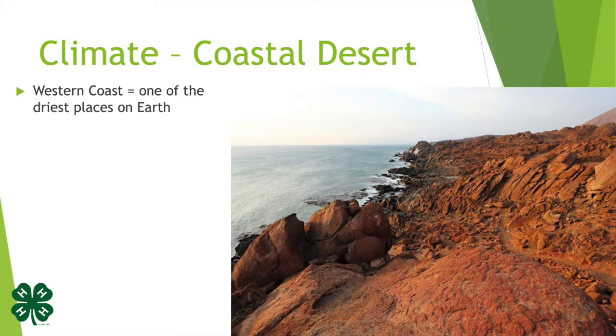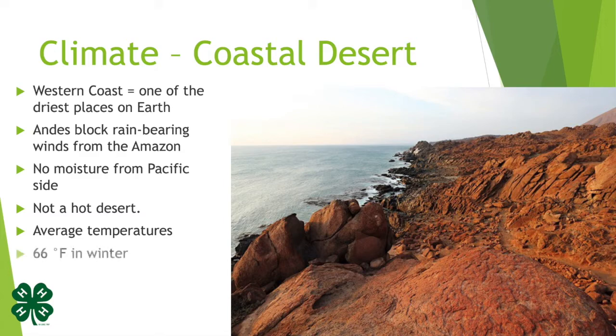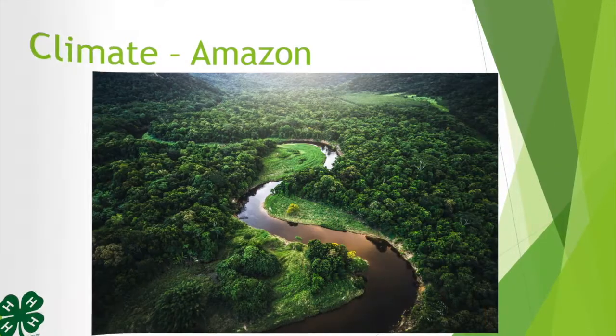On the western coast of Peru, you'll find a coastal desert, which is one of the driest places on Earth, mainly because the Andes Mountains block the rain-bearing winds and all the moisture coming from the Amazon. It's not a hot desert, though. The average temperature is around 66 degrees in winter and only 72 in summer.